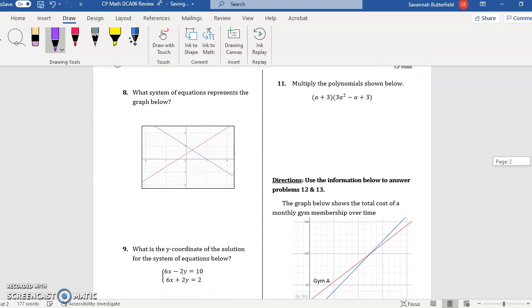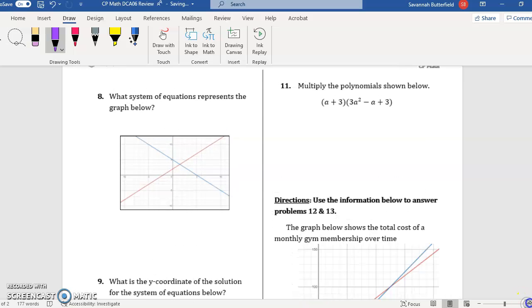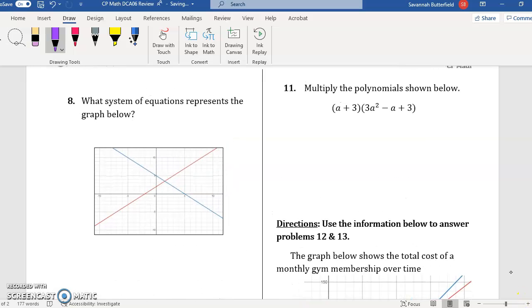Moving to the back, number 8, it says, what system of equations represents the graph below? And so it's a little hard to see on my graph, so I'm going to zoom in just a little bit. And looking at the red line first, I notice my y-intercept is at 2, so I know it's going to be y equals something plus 2. And then looking at my slope, I go up 1 over 1, up 1 over 1. So that is a positive 1x slope. So it's going to be y equals x plus 2.